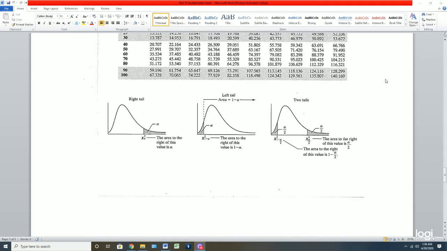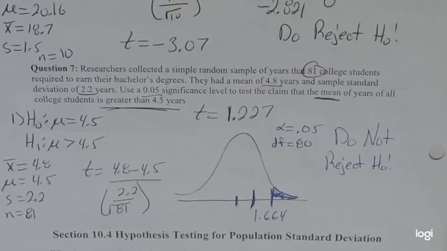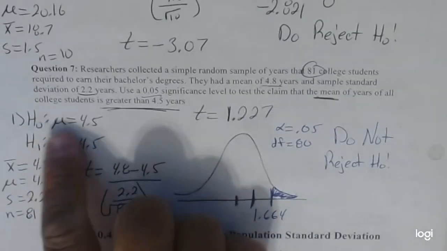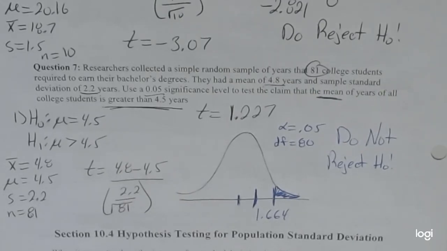And then finally, we go to our conclusion. The original claim does not have equality, one greater than, so we go no. Do we reject? That's no. So we should be in box 4. The conclusion is, there is not sufficient sample evidence to support the claim that the mean years of all college students is greater than 4.5 years. And that is hypothesis testing for proportion and mean.